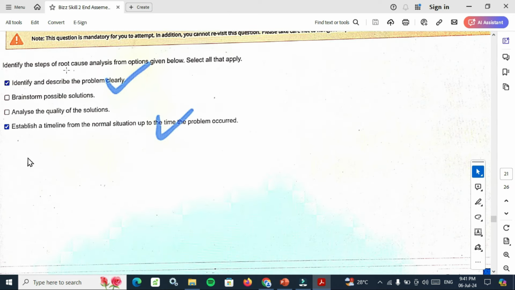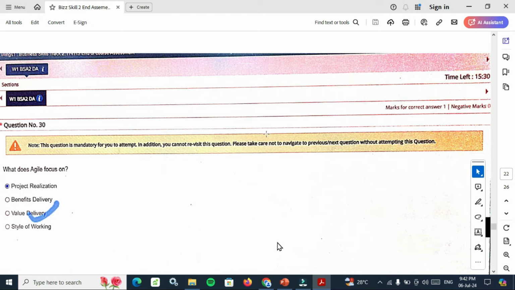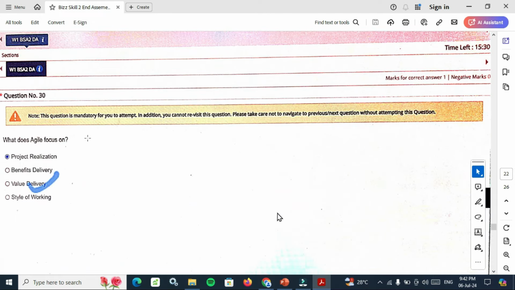Identify the steps of root cause analysis from the options given below. So the right answers are, in order to not waste your time, I will tell you the right answers. Identify and describe the problem clearly. Establish a timeline from the normal situation up to the time the problem occurred. So next one, what does Agile focus on? So Agile focuses on value delivery.